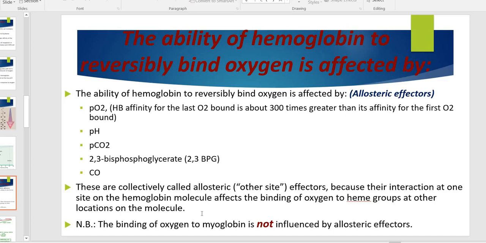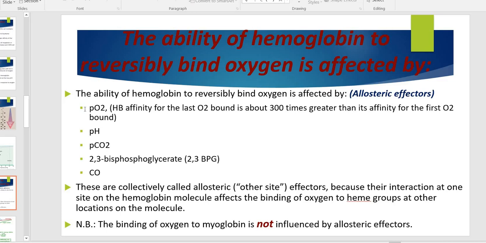What are the allosteric effectors affecting binding of hemoglobin with oxygen? They are the pressure of oxygen. We said that high pressure of oxygen will increase the affinity of hemoglobin for binding with oxygen, as we explained in the last slide.